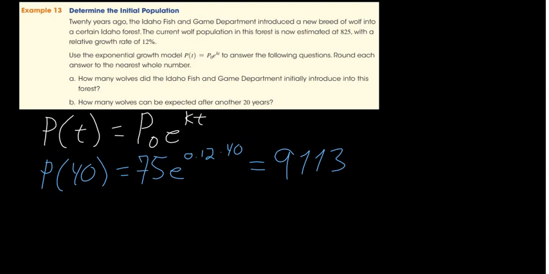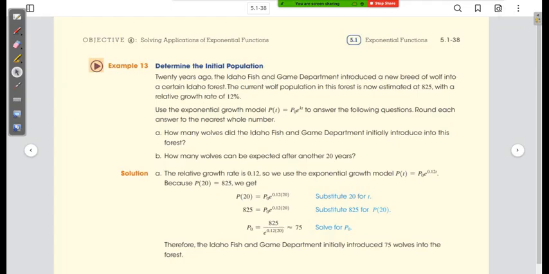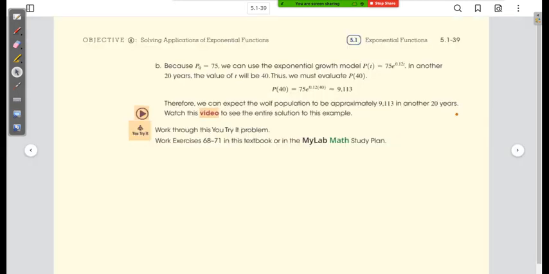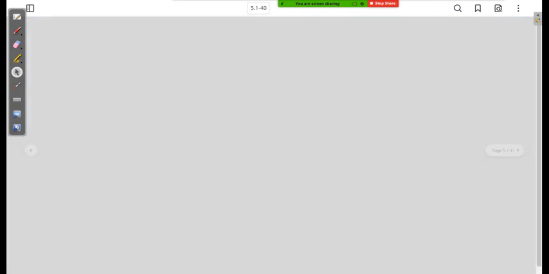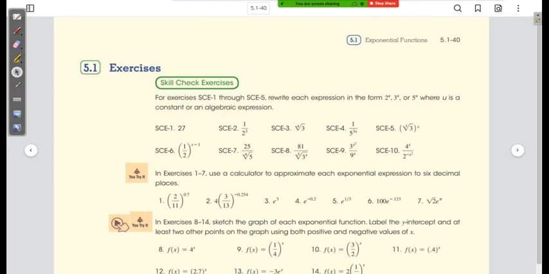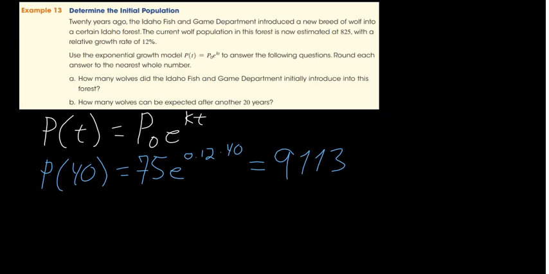Yeah, 9,113 wolves at 40 years. Wow. Okay, so I went a little bit faster than I probably should have, because we still have 13 minutes left. But hopefully I didn't go too fast to where the lecture was just jumbled up. Anyways, that does conclude today's lecture.